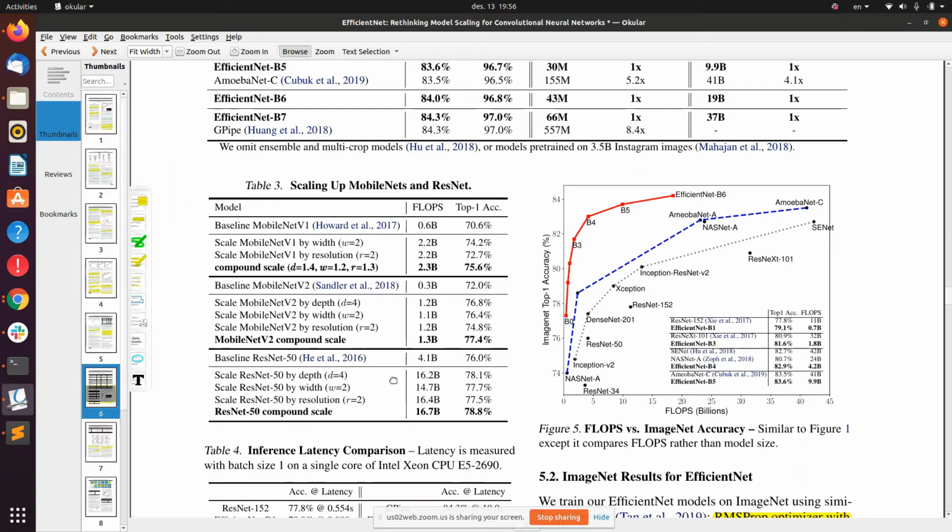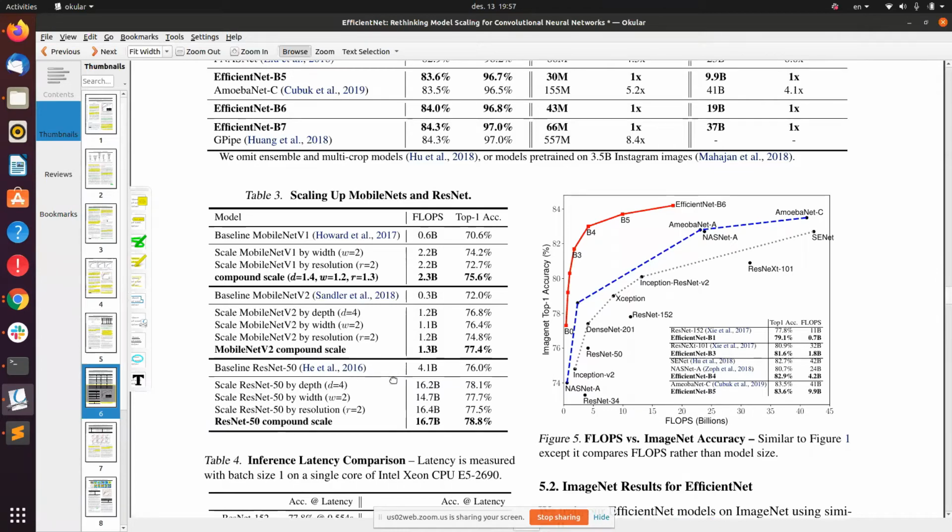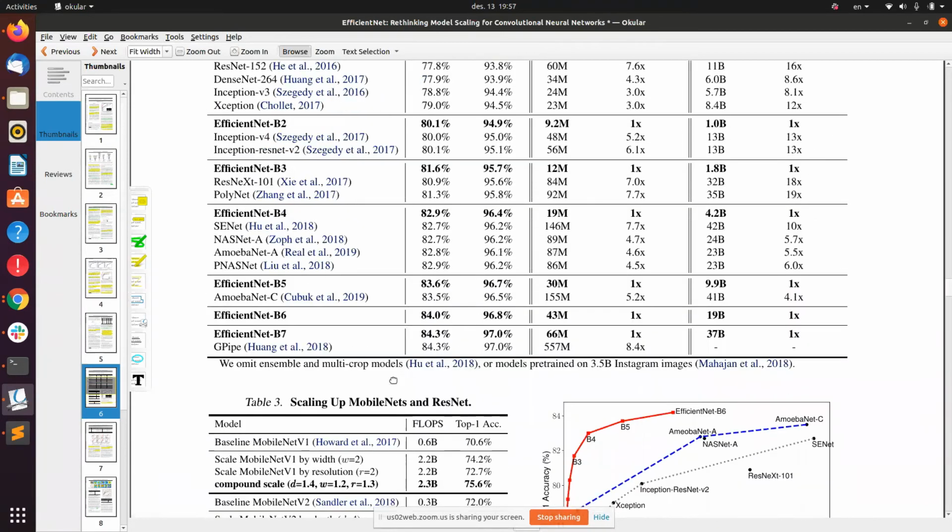So if you see the compound scaling factor, how much benefit they got in terms of the flops and the accuracy, they have listed in Table 3. Even if you use this compound scaling factor with the earlier designed networks, it also does quite good. That is what they showcase here.